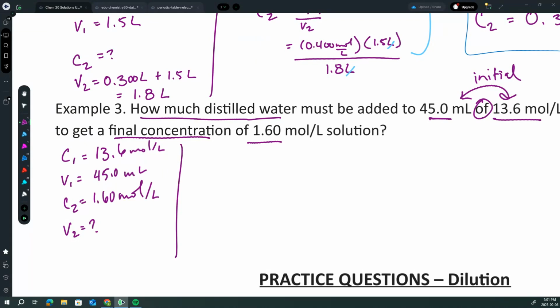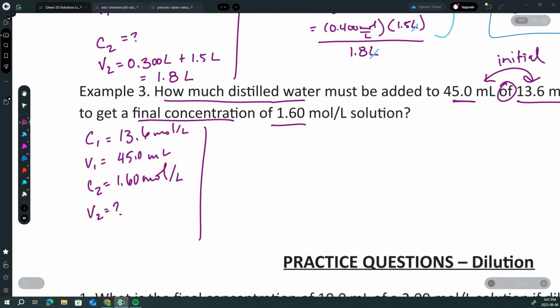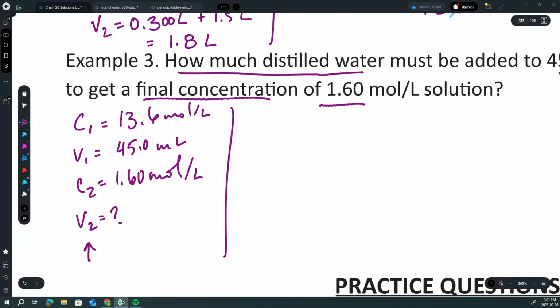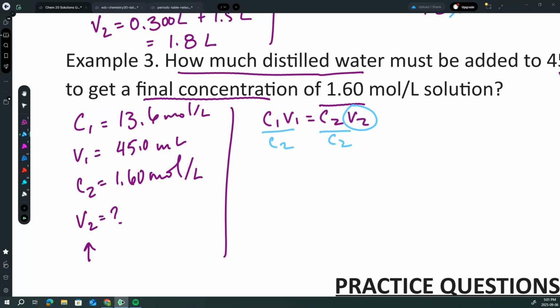So what we're going to do is figure out our final volume. But keep in mind, final volume does not tell you how much you added. It just tells you the total final amount of solution that you have. That's the difference here. So C1V1 is equal to C2V2. We are looking for V2. C2 is multiplying V2, so I'm going to divide. Those cancel out. So V2 is equal to C1V1 divided by C2.